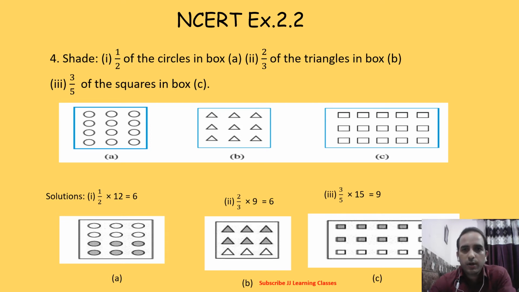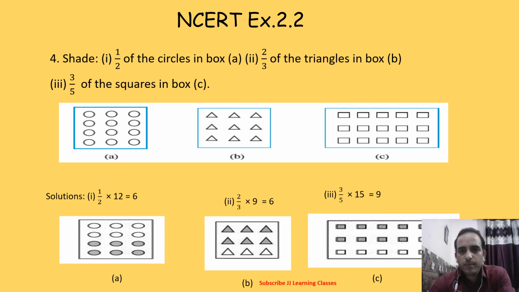Similarly, 2/3 of the triangles in box B, which the second part of the question is saying here. So 2/3 of 9 becomes 6, and we have shaded the 6 triangles. Now 3/5 of the squares in box C.